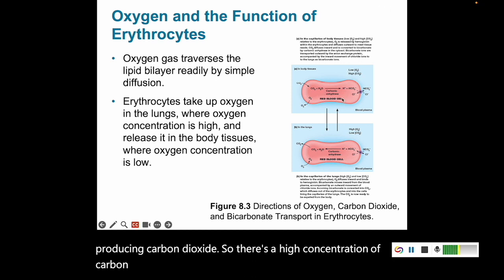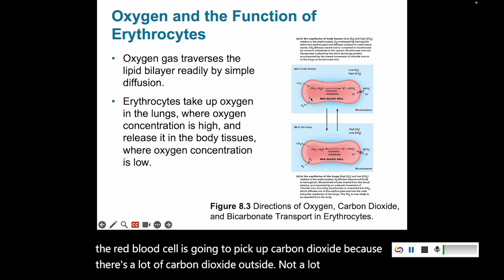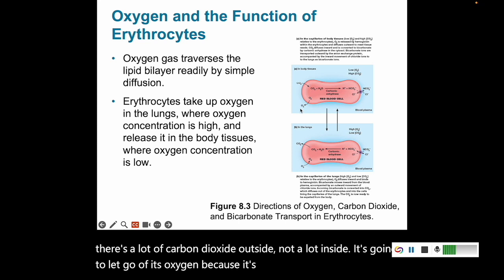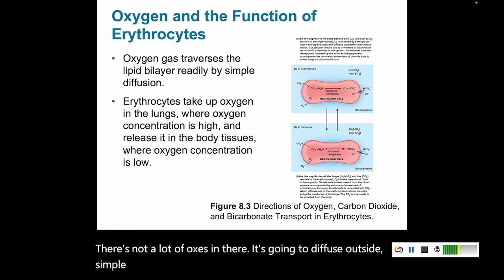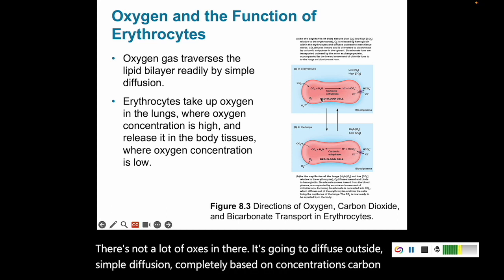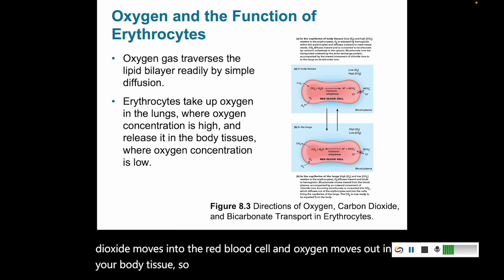As your red blood cell comes there, it is going to pick up carbon dioxide because there's a lot of carbon dioxide outside and not a lot inside. It's going to let go of its oxygen because it's carrying lots of oxygen, and there's not a lot of oxygen there. It's going to diffuse outside. Simple diffusion, completely based on concentrations. Carbon dioxide moves into the red blood cell and oxygen moves out in your body tissue. So now your body tissues have oxygen, and now your red blood cell has all this carbon dioxide.